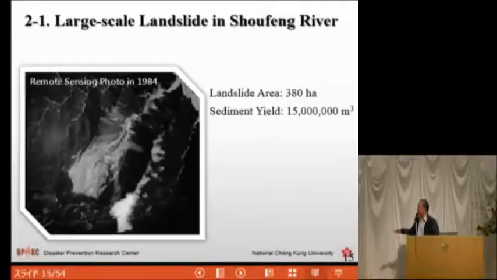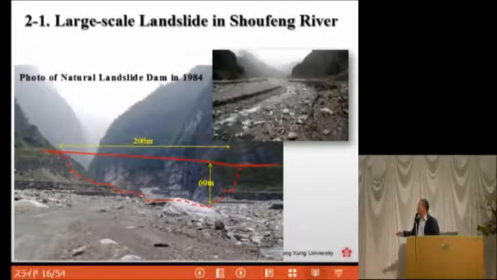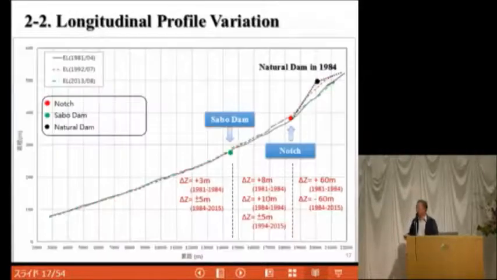At that time, you can see there is a very big landslide. And this is its sediment volume. And when the sediment moved to the main channel and became a landslide dam, the highest part is about 60 meters, and its length about 200 meters. But now it has become the original situation. And this is the longitudinal profile during the 30 years. The black one is the longitudinal profile in 1981. Then the dashed line is in 1984. So you can see here they got 60 meters in depth.